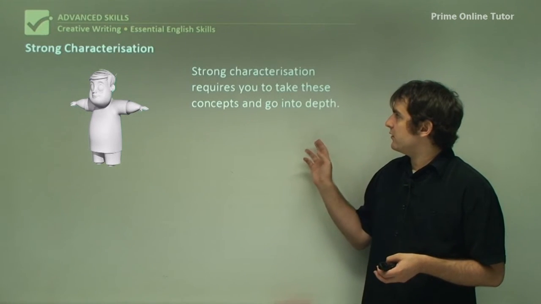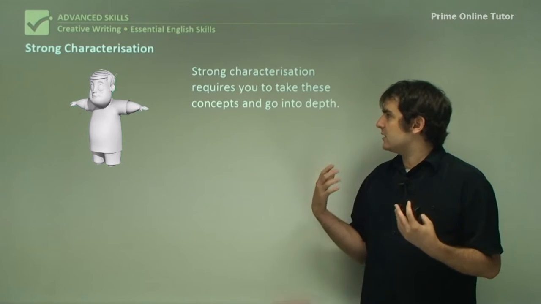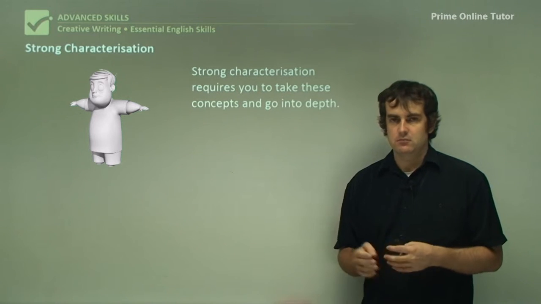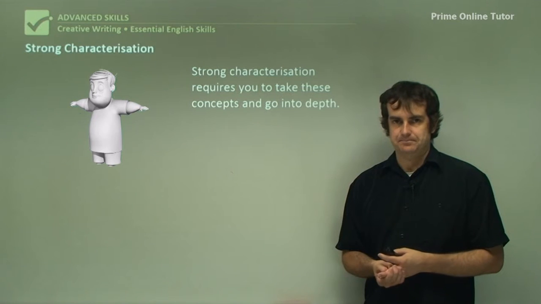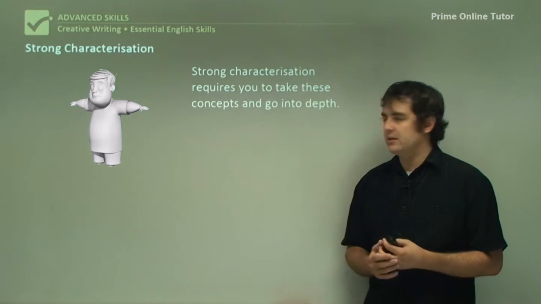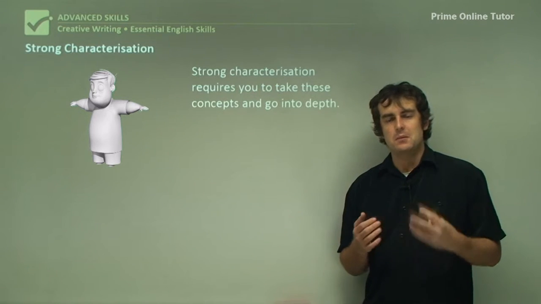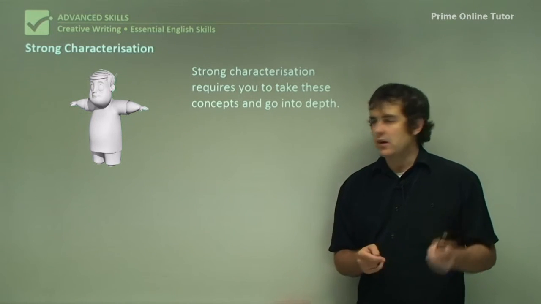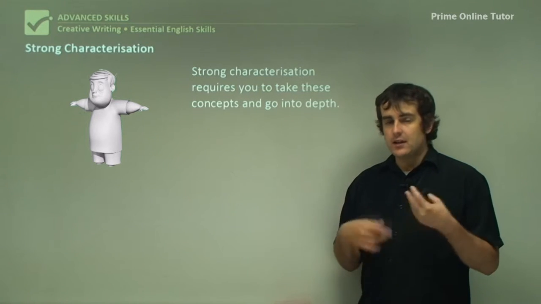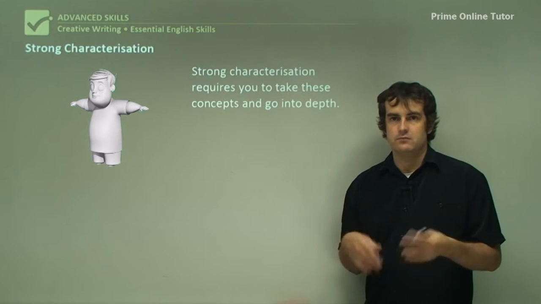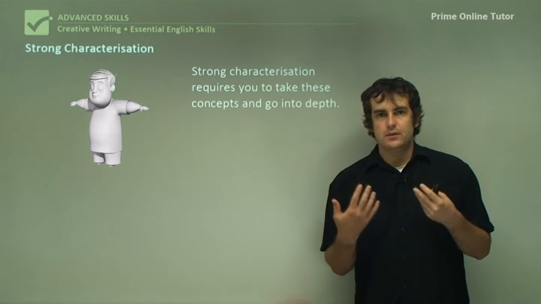Now, strong characterization basically requires you to take each concept that you have taken from those 8 points and to really go into depth with them. Now, what I mean by going into depth with them is essentially thinking about them for a bit more than 2 seconds. So when you are thinking about each thing, how they look, you don't just say, oh, he's got brown hair, blue eyes, done. Easy. No.